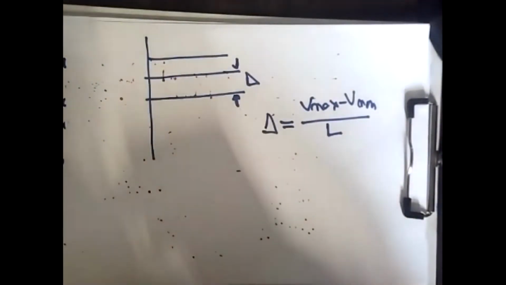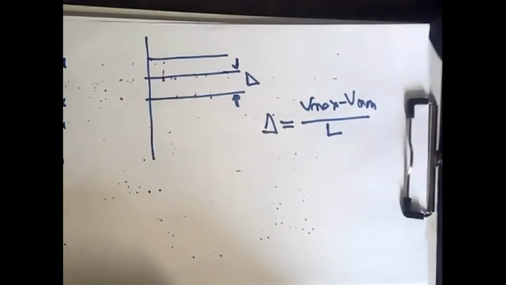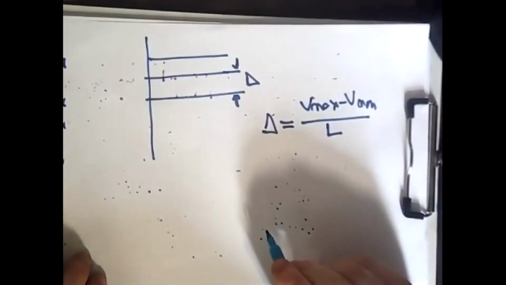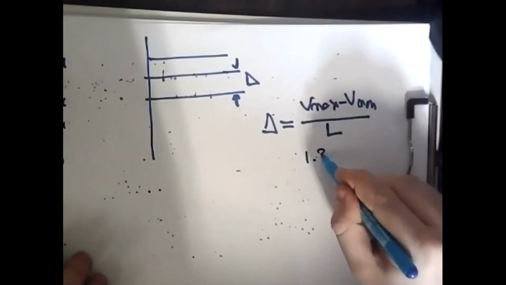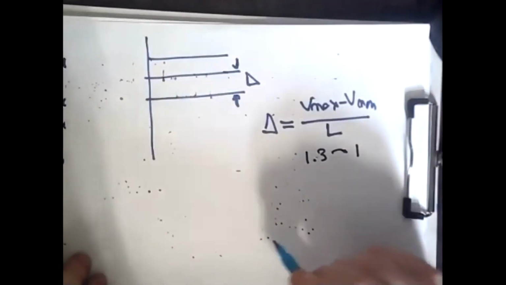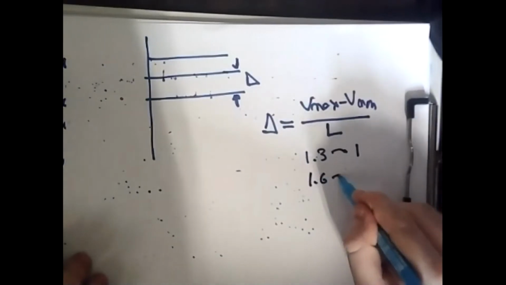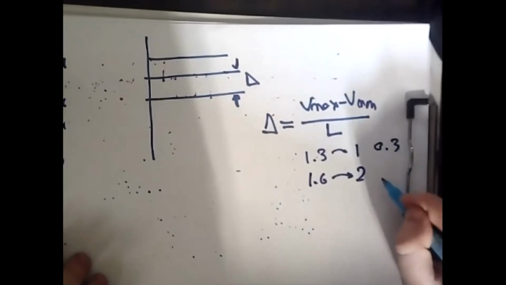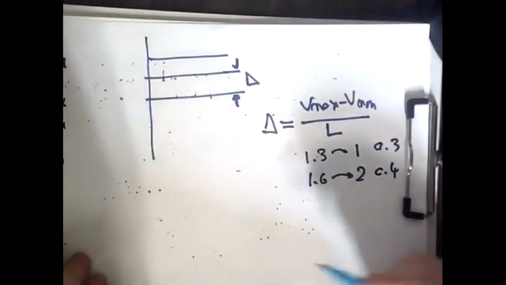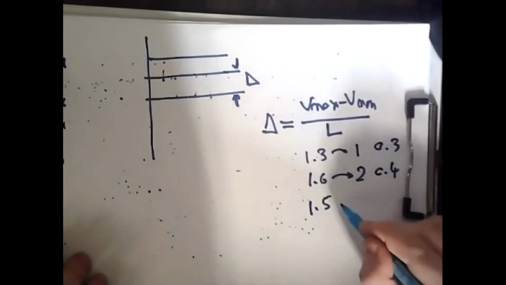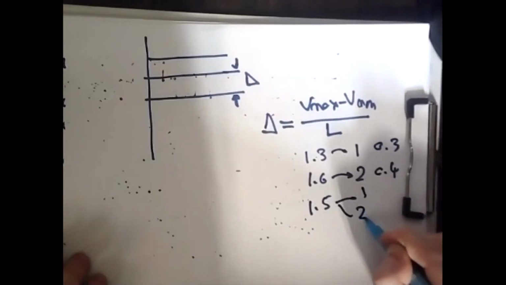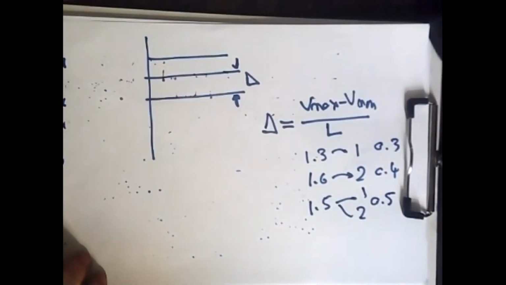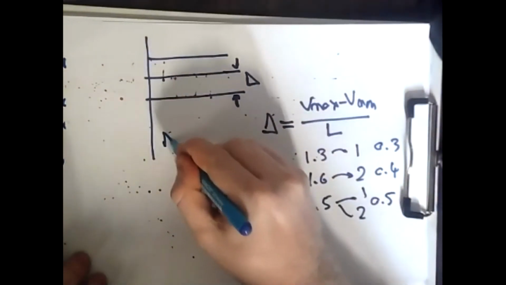So what is the maximum error? Actually, the maximum error is very easy to find. It's some sort of approximation problem. If you have, for example, 1.3, you will round it down to 1. If you have 1.6, you round it to 2. So here the error is 0.3, and here the error is 0.4. So what is the maximum error? The maximum is at 1.5, which will be rounded either to 1 or to 2. And in that case the error is 0.5, which is delta over 2.